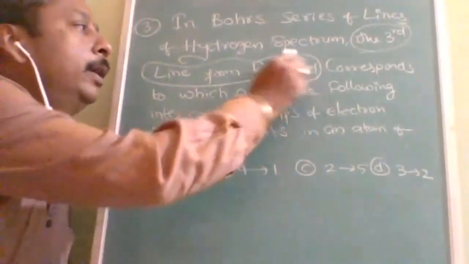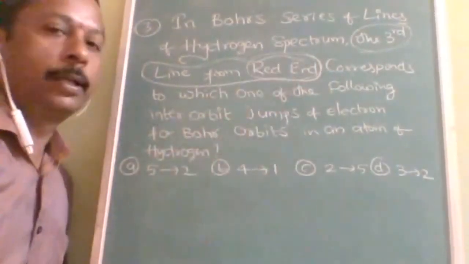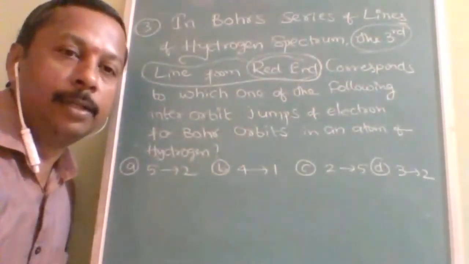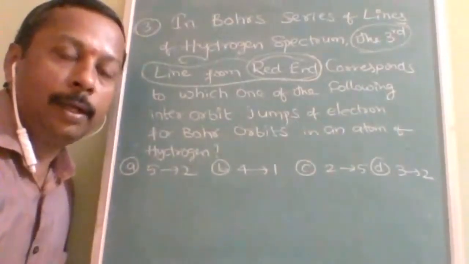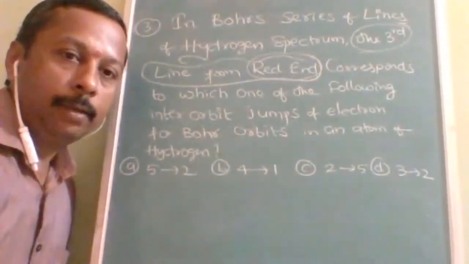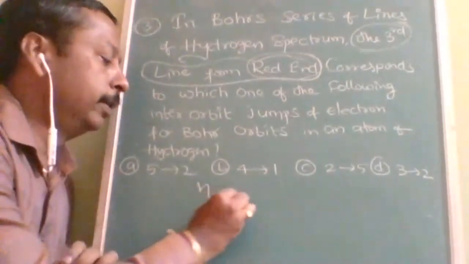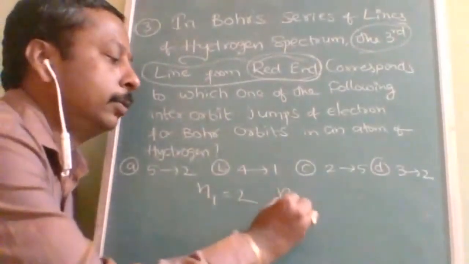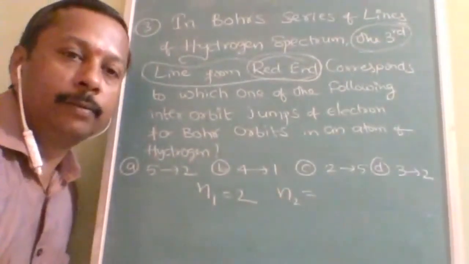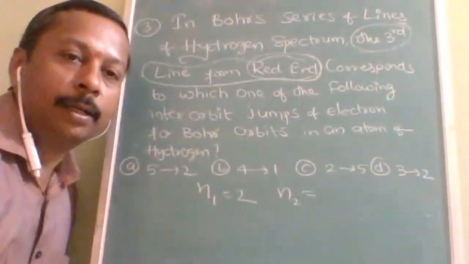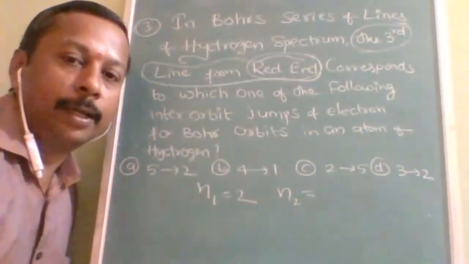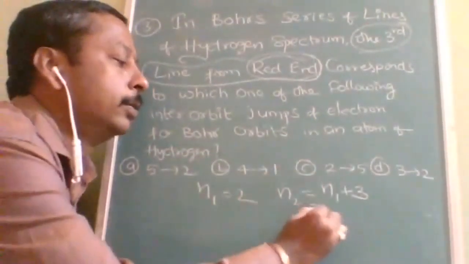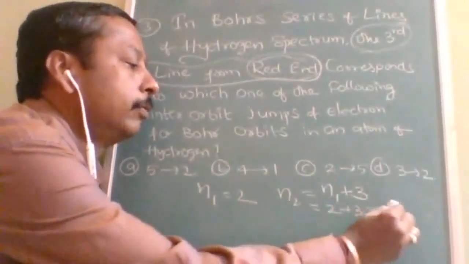From the red end, that means it is visible. So visible is the region. From the region, what can we find out? The n1 value. Lyman is ultraviolet, Balmer is visible. So n1 is equal to 2. And the third line. Already I told you the first line is called alpha line, the second line is called beta line, and the third line will be called gamma line. So n2 will be n1 plus 3. As n1 is 2, 2 plus 3 is equal to 5.